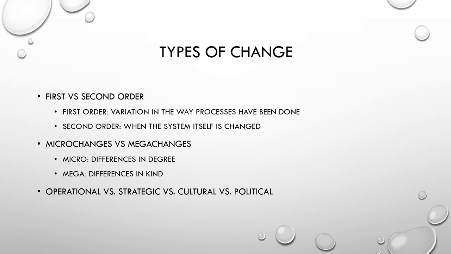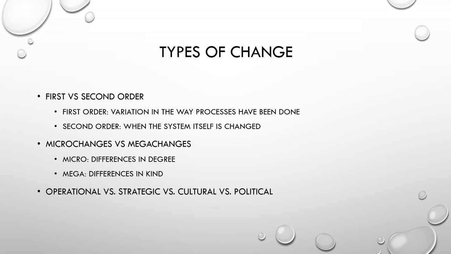And the reason why second order changes happen typically is because the system would die if you don't make the change. So there's some sort of pressure on the system, whether that's fiscal or political, that if you don't make the change, the system falls apart, and so you're compelled and forced to make that drastic of a change. Micro and mega changes are another way you can think about it, the same concepts. A micro change is akin to a first order change, a mega change is akin to a second order change. I think what's important to note about micro versus mega changes is that micro changes are differences in degree, and mega changes are differences in kind, right?